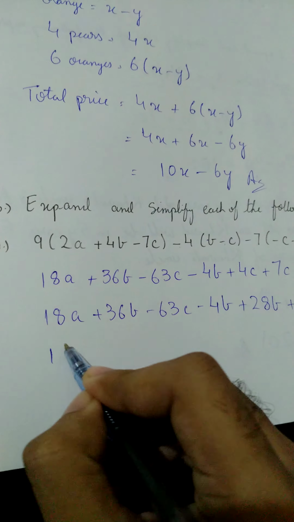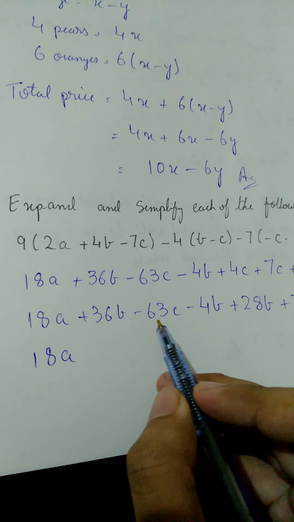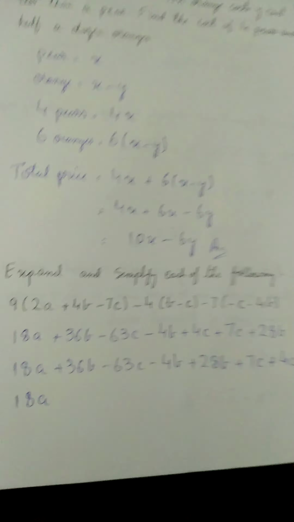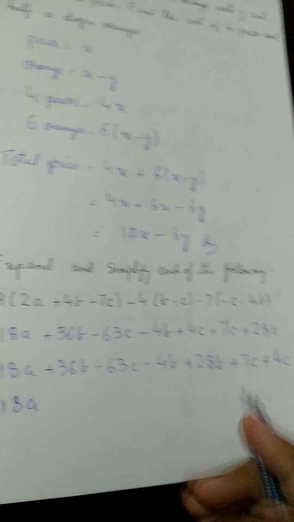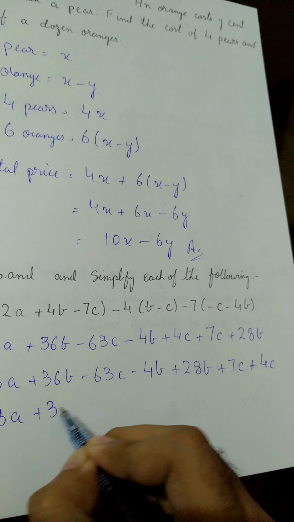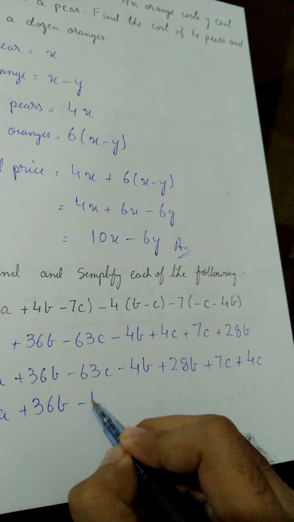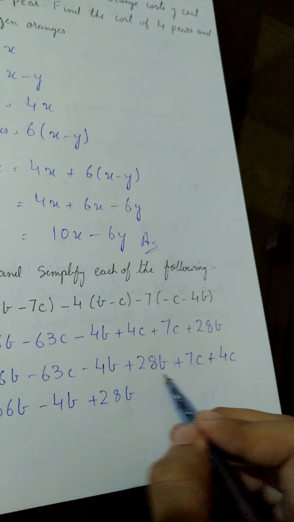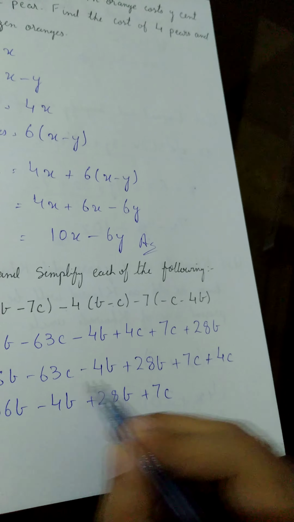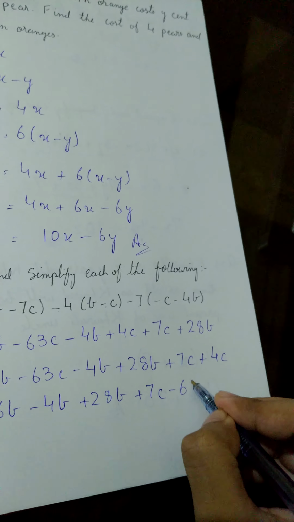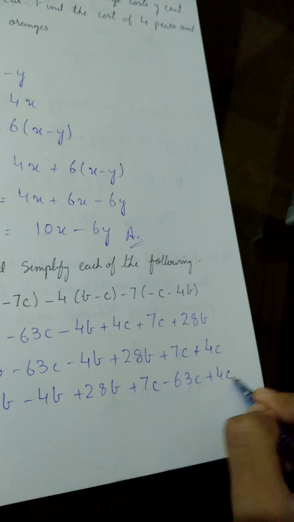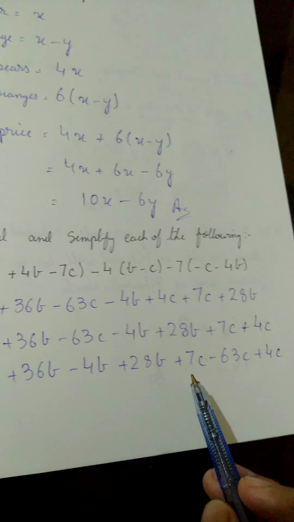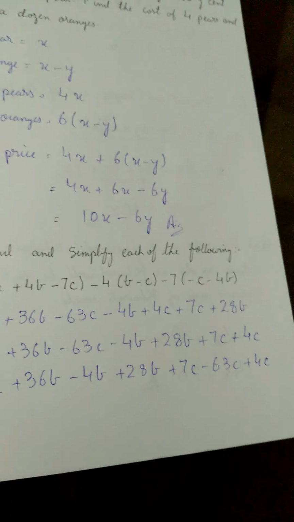So let's solve them. 18A is alone. 36 minus 63 minus 4B plus 28. Now we have to arrange them once again in the correct manner. So 18A plus 36B minus 4B plus 28B. Then we have the values with C: plus 7C, then this minus 63C, and then at the end plus 4C. As you can see, now all of them are arranged: A value, and then 3 values with the B, and now 3 values with C. So let's simplify them.